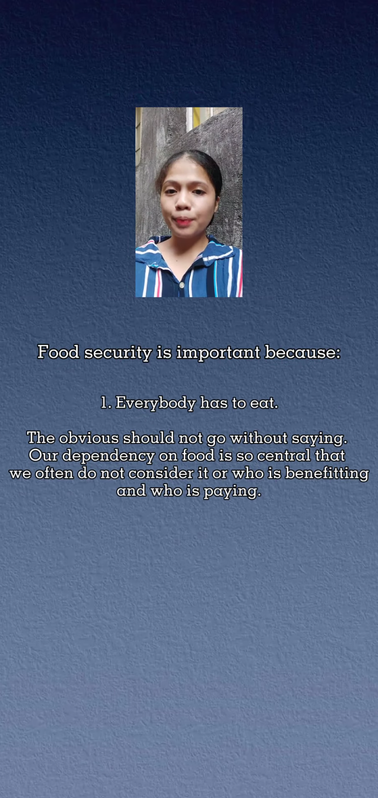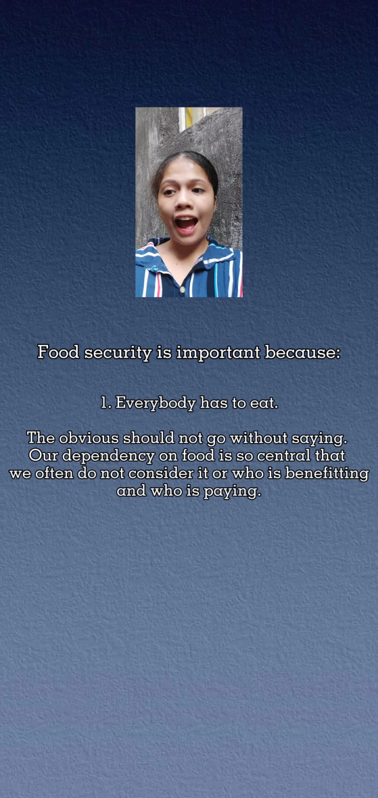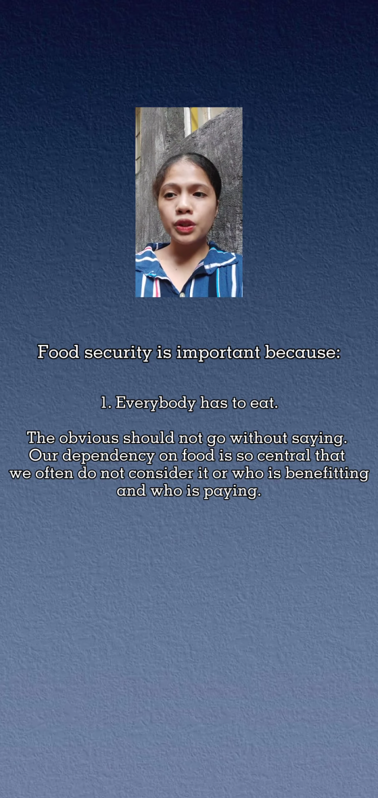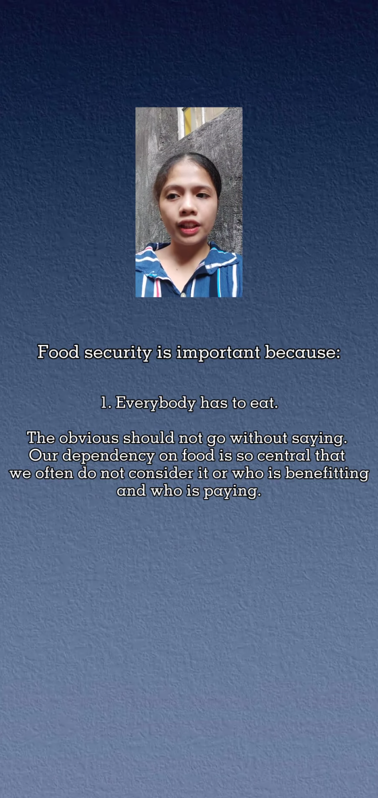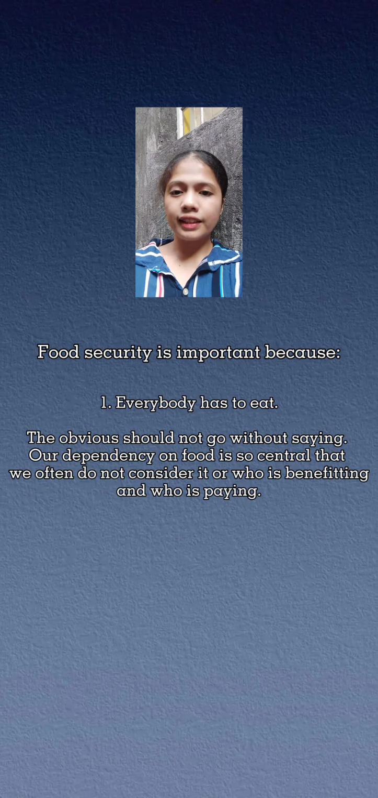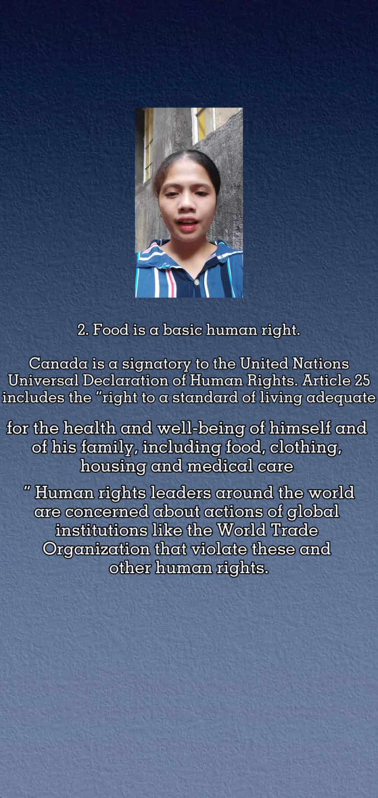Importance of food security. Food security is important because, number 1, everybody has to eat. The obvious should not go without saying. Our dependency on food is so central that we often do not consider it, or who is benefiting and who is paying. Number 2, food is a basic human right.